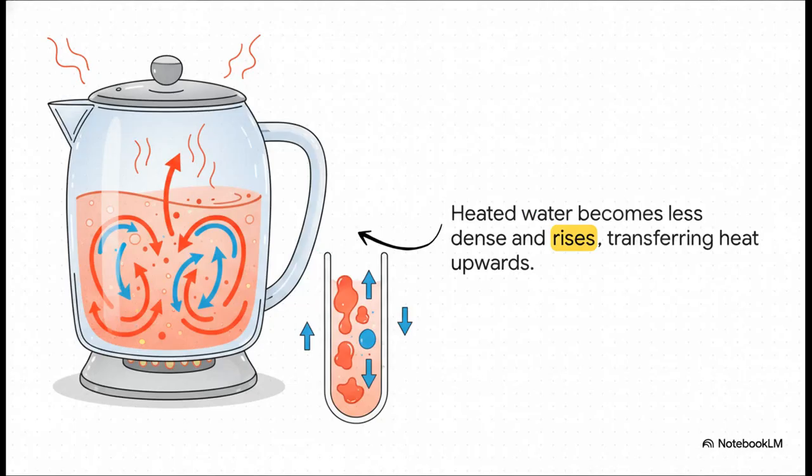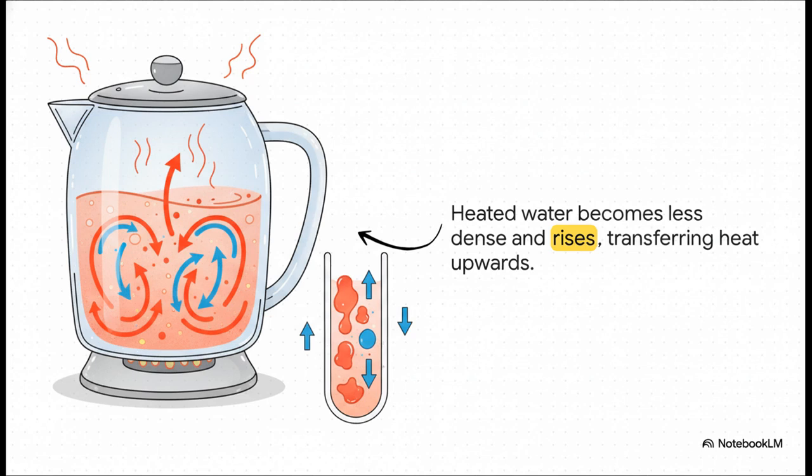A boiling kettle is the absolute perfect example. So the heating element at the bottom heats the water it's touching through conduction, right? Then that hot water expands, gets less dense, and rises, physically carrying its thermal energy with it. Cooler water from the top sinks to take its place, and this whole circulation gets going, heating the entire pot super efficiently.